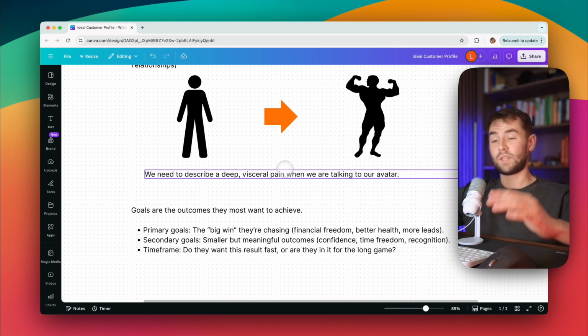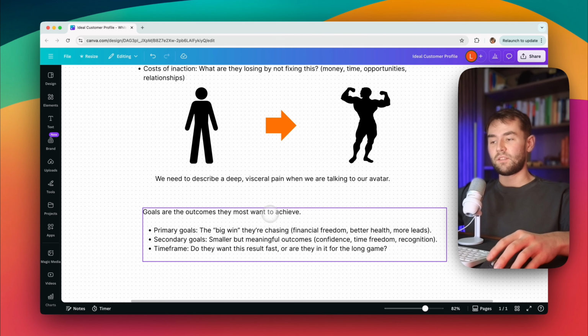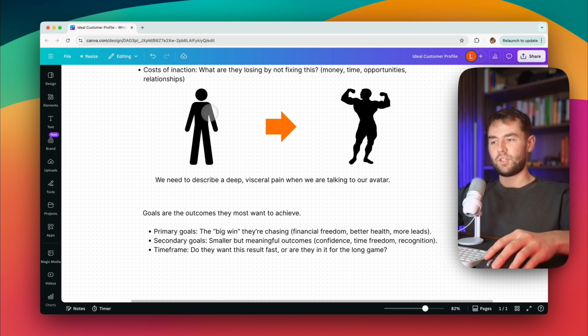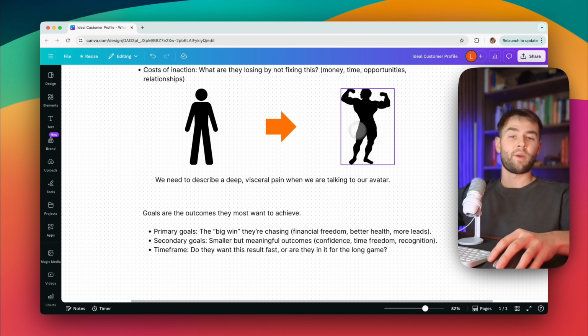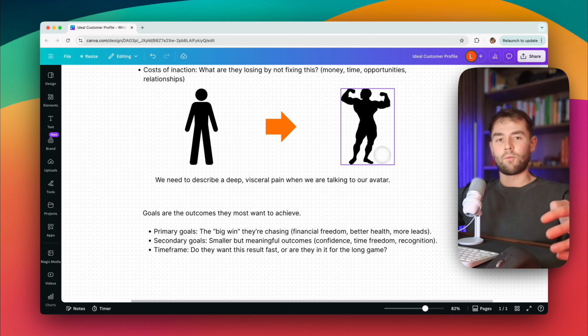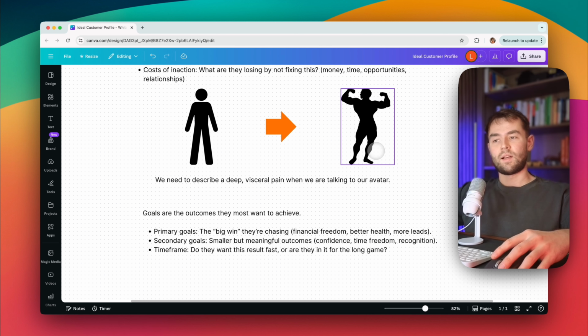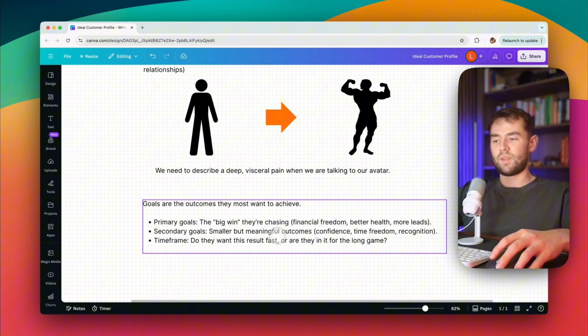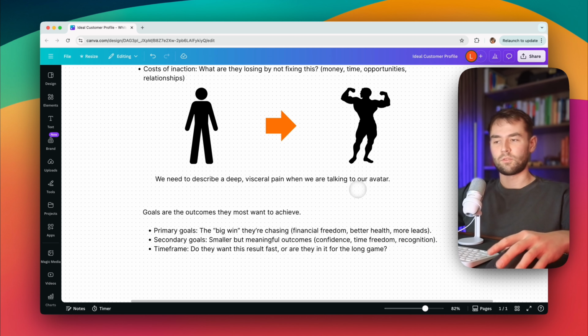And the next thing that goes hand in hand with the problems is the goals. So what's the outcome that they want to achieve? So obviously you've got the pain and the problem of being skinny and not being muscular, and then you've got the dream outcome of, I want to be like this. I want to put on 50 pounds in muscle or whatever it might be, and look like Arnold Schwarzenegger.